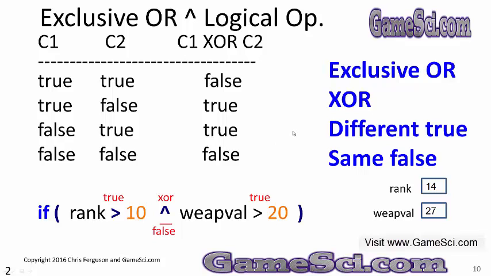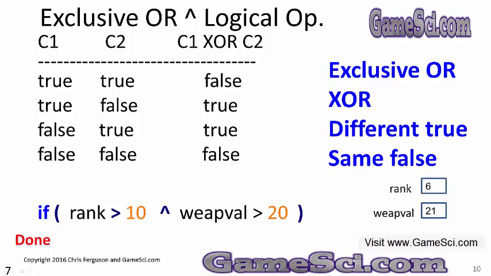That's exclusive OR. Let's start again and let's put some new values in rank and weapon value and see how it works. I'll set rank equal to 6. I'll set weapon value to 21 and see how it works. 6 greater than 10 is definitely a false statement as the left operand. Weapon value 21 greater than 20 is definitely a true statement. So my inputs are false and true. Looking at this line of the truth table, false and true produce a true value. So when I evaluate the overall if statement, false exclusive OR true produces a true result. As a true result, whatever code is in the if block will now execute.